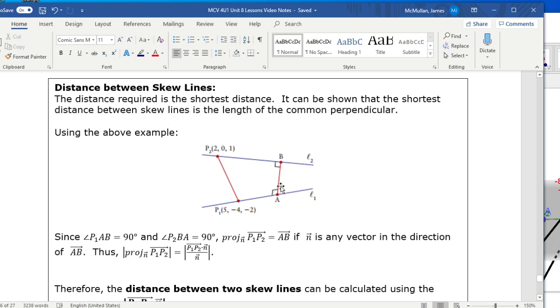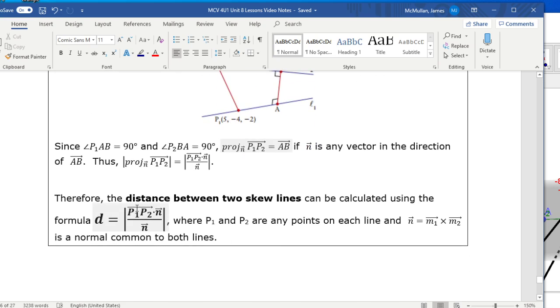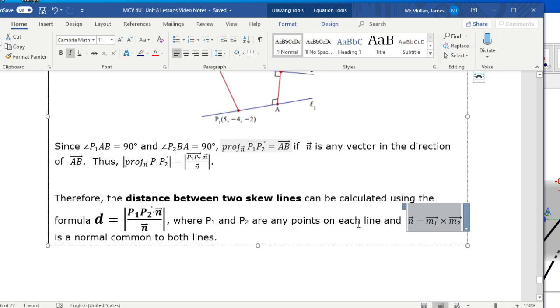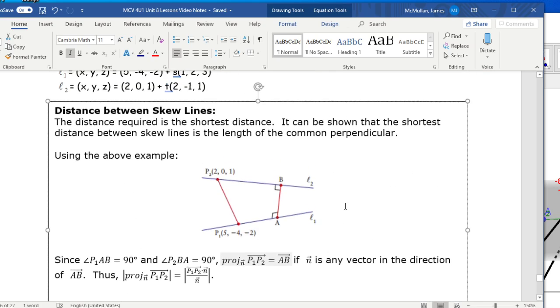And so you get this by crossing the two of them, right? So it's P1P2 dot n over the magnitude of n, and n is the cross product of the two lines. Okay?